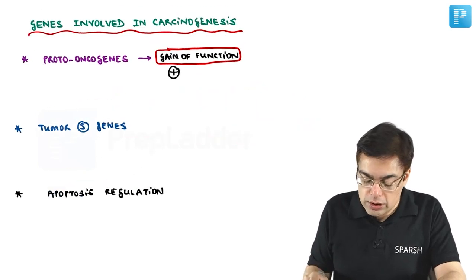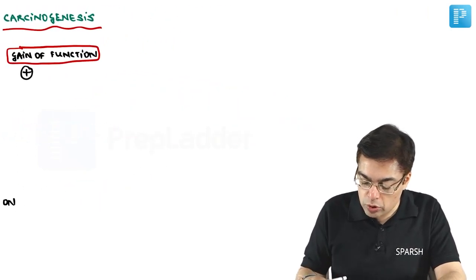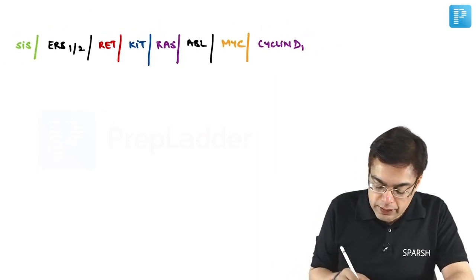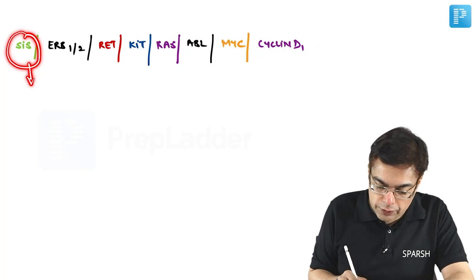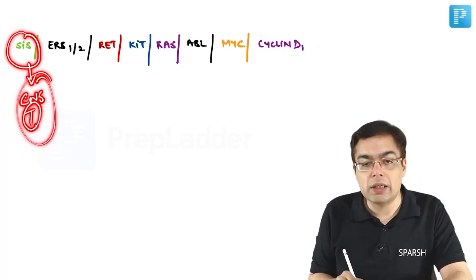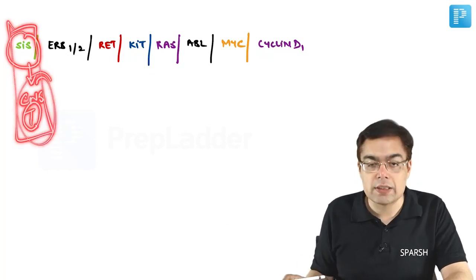Of course, we can talk about certain important examples of proto-oncogenes which are going to be asked in the exam. These examples of proto-oncogenes would include the SIS gene. This is an example of a gene that we made a mention of earlier, which is associated with development of brain tumors, CNS tumors, particularly astrocytoma, as has been asked as a question in the exam earlier.